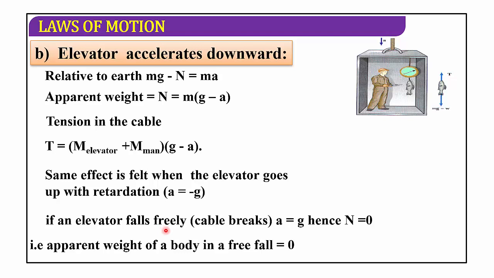If an elevator falls freely, when the cable breaks, then a equal to g, hence F equal to 0 or N equal to 0. That is, the apparent weight of a body in free fall is 0. Apparent weight increases in upward motion, apparent weight decreases in downward motion. Apparent weight is 0, there is no change in the weight. There is no apparent weight when it is a freely falling body, because it is completely under acceleration due to gravity.